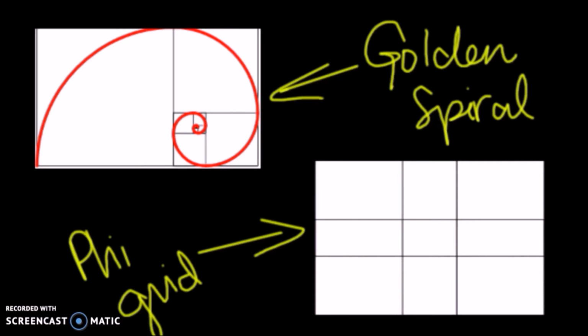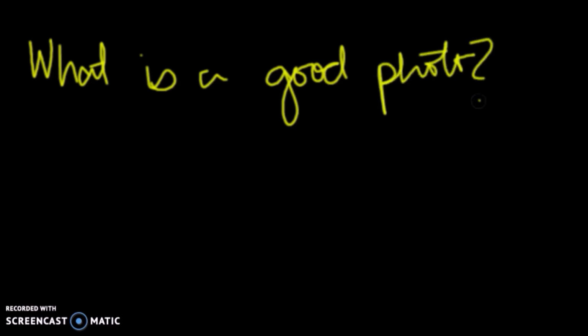The phi grid is divided into thirds which are not equal to each other. We all take photos in our day-to-day life, some of us less and some of us more. So what is a good quality photograph? It is when the photograph allows the viewer to be connected with the photographer and sees his point of view, and that can easily be done with the golden ratio.